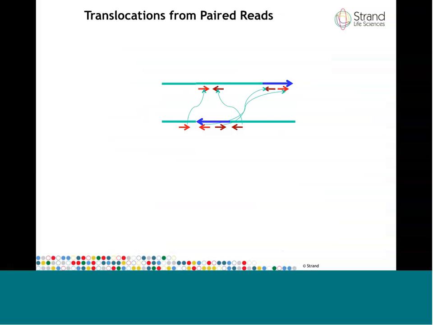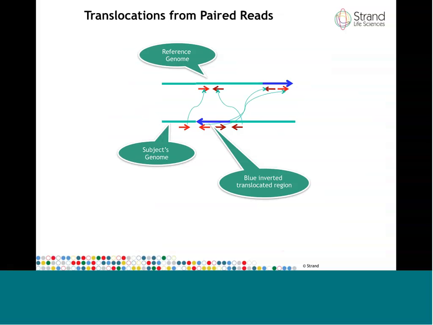And likewise, you can identify translocations. The picture does get a little more complicated. If you have this blue inverted, so this is an inverted translocation to add to the complexity, you'll see that the red read pair actually now maps further out, and it maps with both reads in the same orientation in the reference.